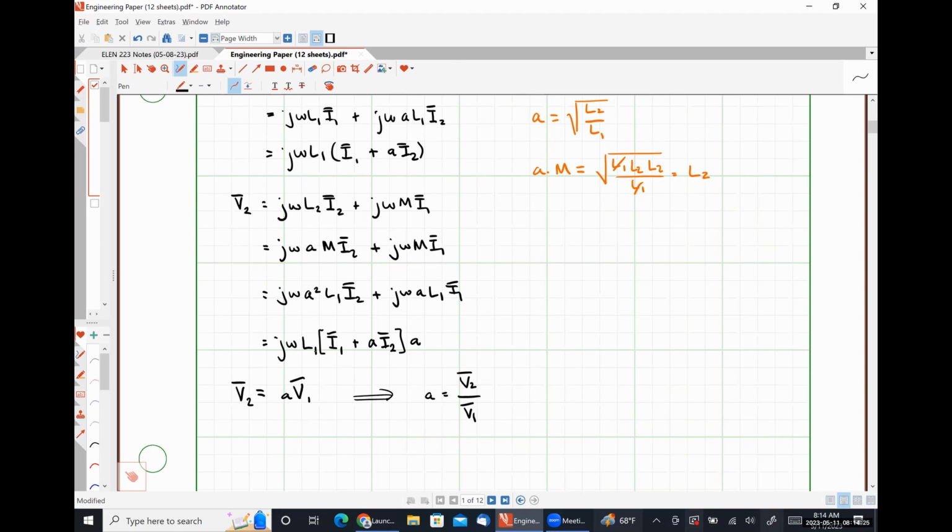Yes, that should be an L1 right there. Thank you. Okay. So this lends us to a voltage relationship for a transformer, right? So if A is greater than 1, we have what's called a step-up transformer, because the voltage on the secondary side will be greater than the voltage on the primary side.